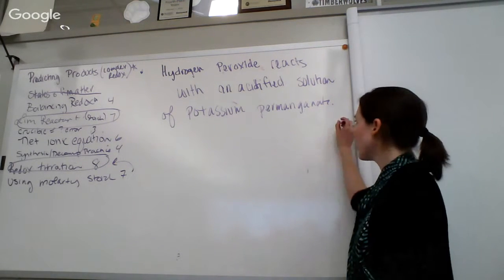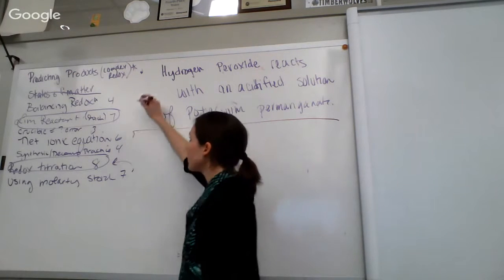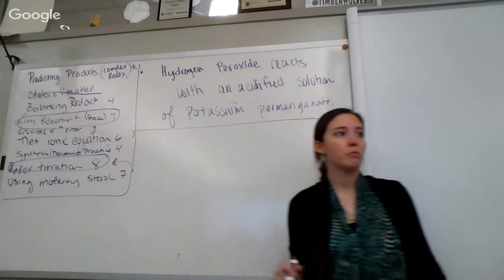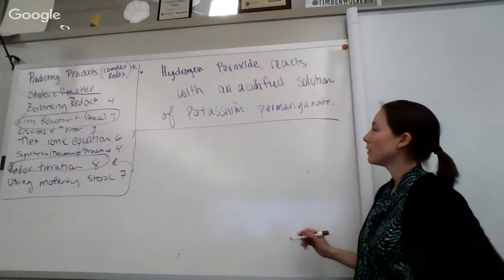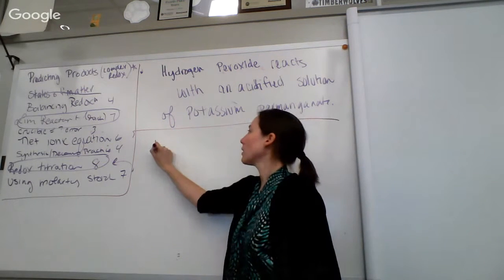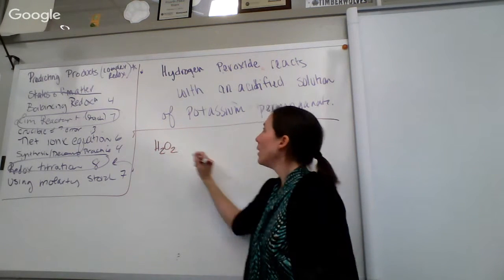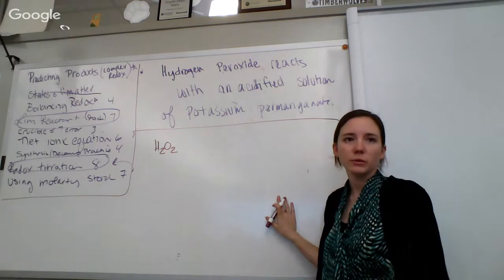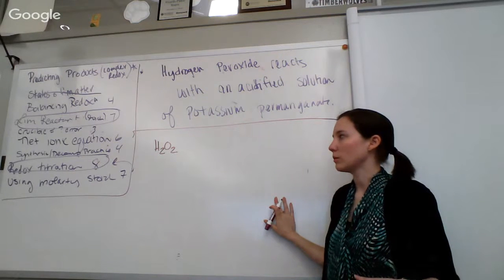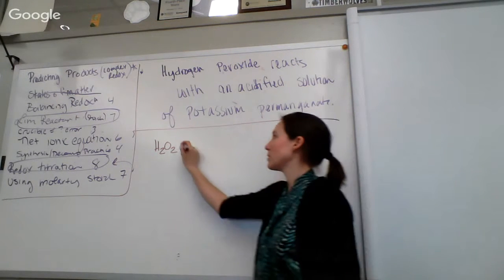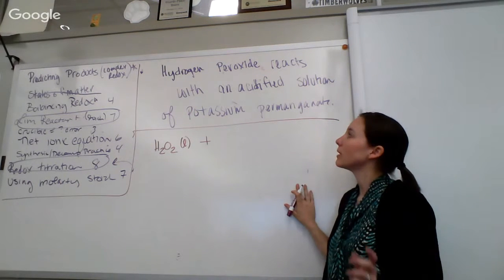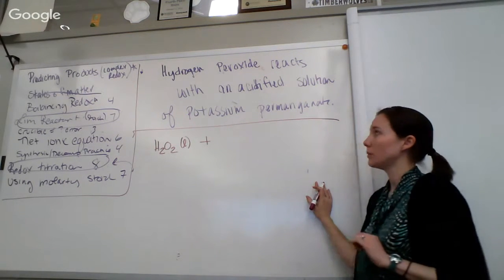Okay, so when we go to solve this problem, the first thing we're going to do is what? Let's write out our reactants. So what does hydrogen peroxide look like? Good. H2O2. I would probably, if this were a test, have said a solution of hydrogen peroxide. So what state of matter? Hydrogen peroxide is a liquid. So we're going to just do that. Liquid hydrogen peroxide is what I would have said. Reacts with an acidified solution of potassium permanganate.